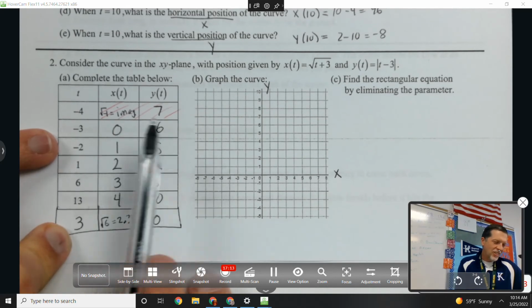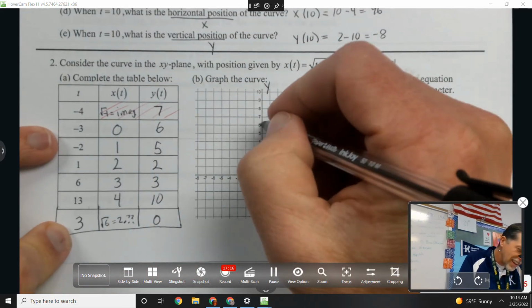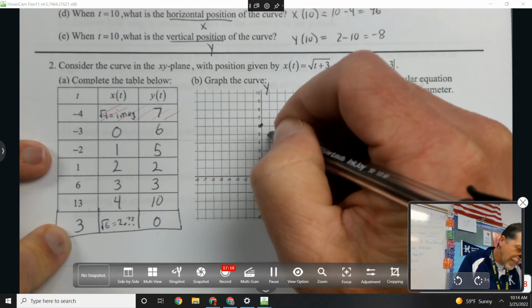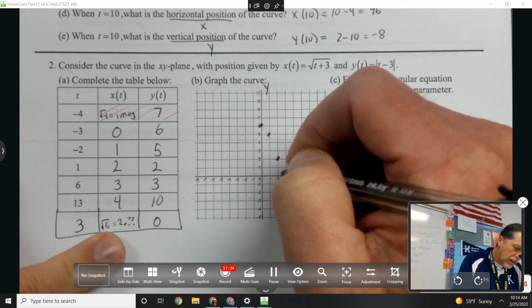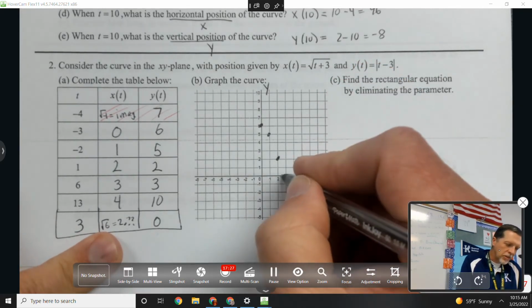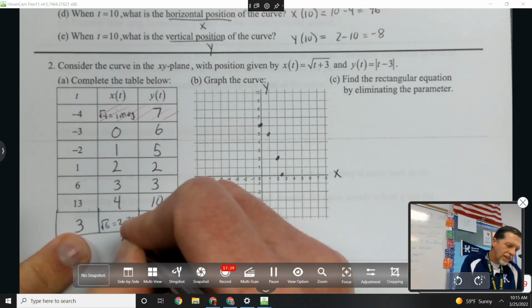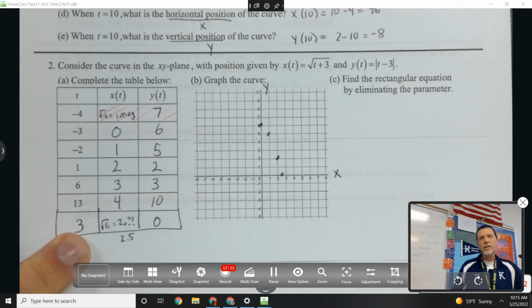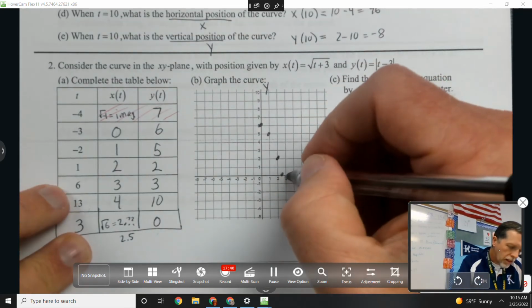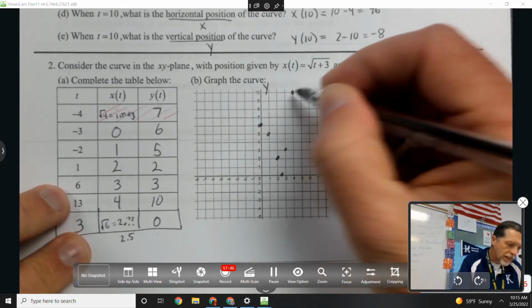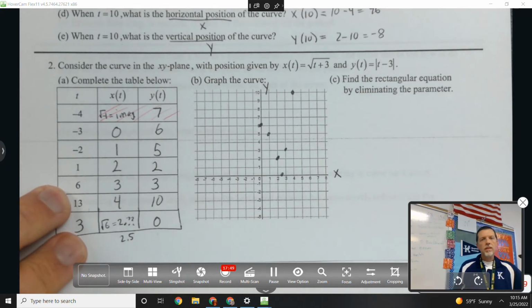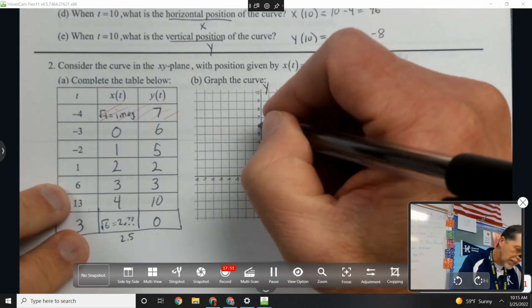Let's see. 0, 6. 1, 5. 2, 2. 2 point something, comma 0. So I don't really know where that is. I'll just call it 2.5. I don't know exactly how accurate that is, but it's in between 2 and 3. And for a graph, in between 2 and 3 is about as good as you can get anyway. 3, 3. 4, 10. That is a weird graph. That is correct.